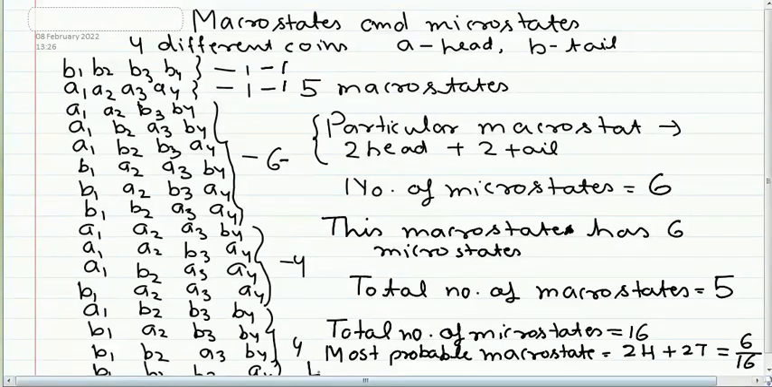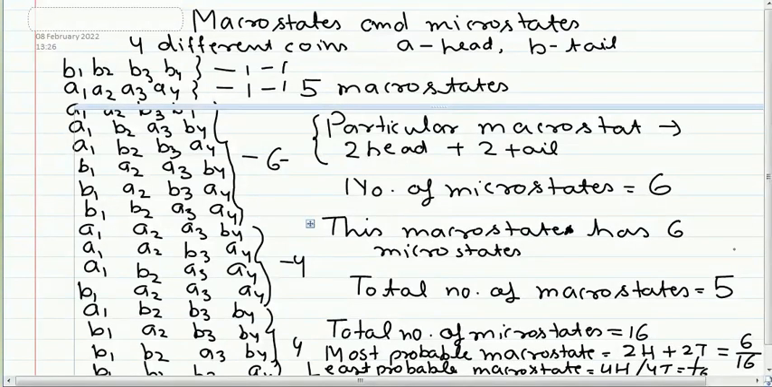And which is the least probable macrostate? Either four heads or four tails. And what will be the probability of four heads? 1 by 16. So it is 1 by 16 for four heads and 1 by 16 for four tails. So this is all about the macrostates and the microstates.